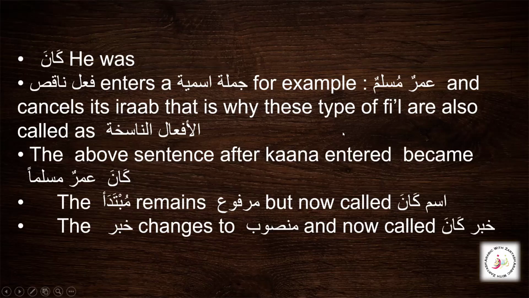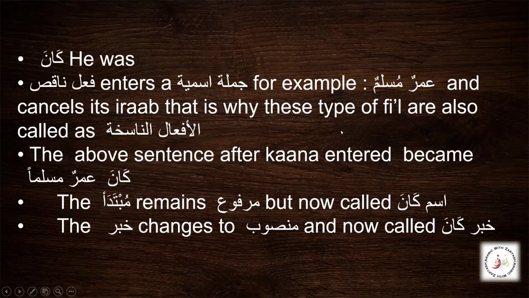So what kana is going to do, it is going to cancel its i'rab, and that is why these types of fi'l are also called af'al nasikha, because they nasakh, or they cancel, their already default state. Here it is mubtada and this is the khabar, so it is going to cancel it out, and that is why af'al naqisa are also known as af'al nasikha.